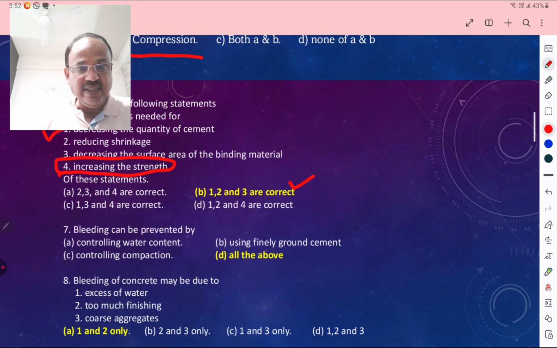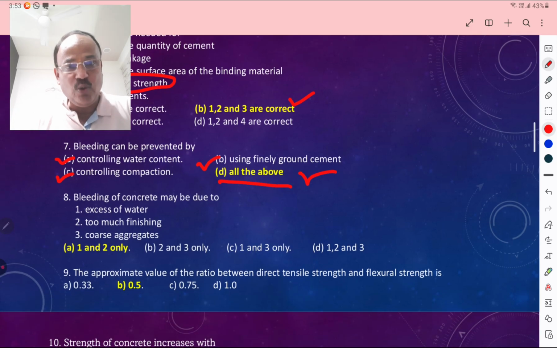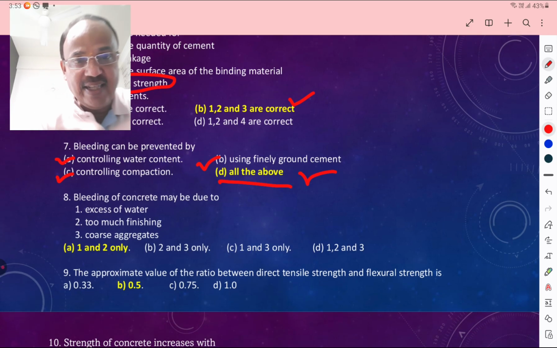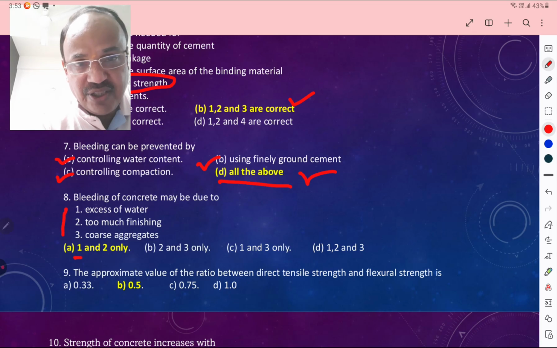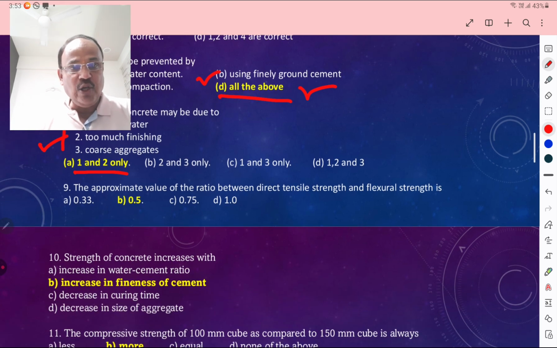Bleeding can be prevented by controlling water content, using fine ground cement, and controlling compaction. So A, B, C, all of the above is the correct answer. Bleeding of concrete may be due to excess of water, too much finishing, or the coarse aggregate. It is due to excess of water and too much finishing. So bleeding is a combination of 1 and 2. The approximate value of the ratio between direct tensile strength and flexural strength, that is bending strength, is 0.33, 0.5, 0.75 or 1.